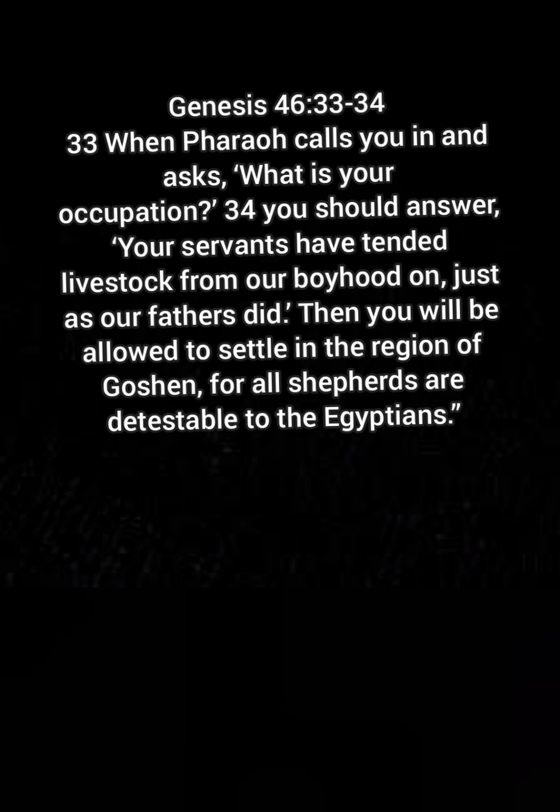The Hyksos being shepherd kings aligns with the biblical narrative in Genesis. Genesis chapter 46, verses 33 through 34 says, "When Pharaoh calls you in and asks, 'What is your occupation?' you should answer, 'Your servants have tended livestock from our boyhood on, just as our fathers did.' Then you will be allowed to settle in the region of Goshen, for all shepherds are detestable to the Egyptians."